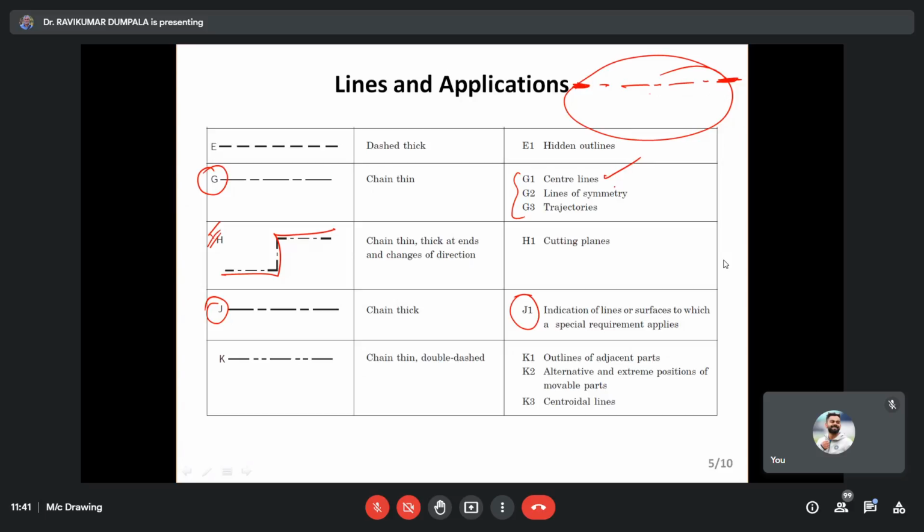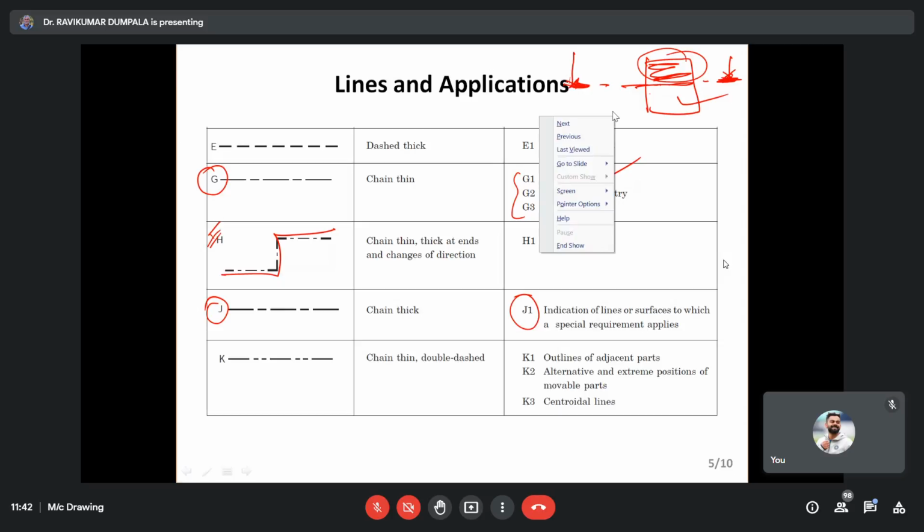At the same time, you have to show the arrow mark also. Here it is not mentioned, but the arrow mark indicates from which side you are seeing. If you cut a component like this and want to see from the top side, you show the arrow mark like this. It means you cut the material and this portion is removed, and you are seeing from the top. This is the retained portion and the top is the removed portion. So the arrow indicates in which direction you are seeing.